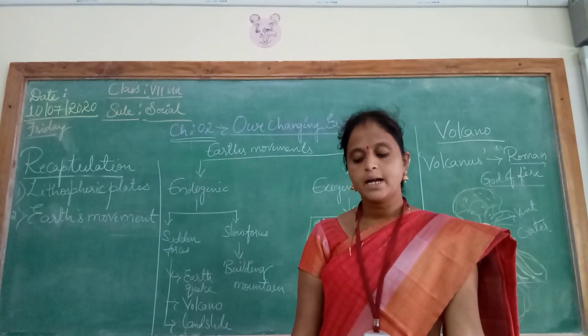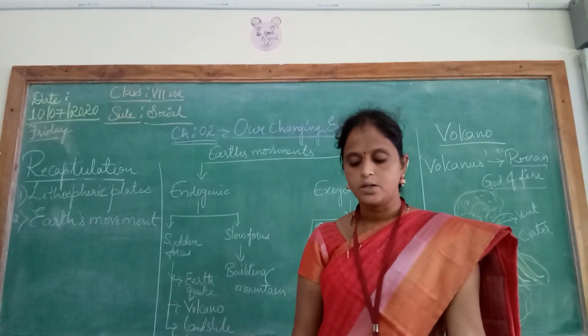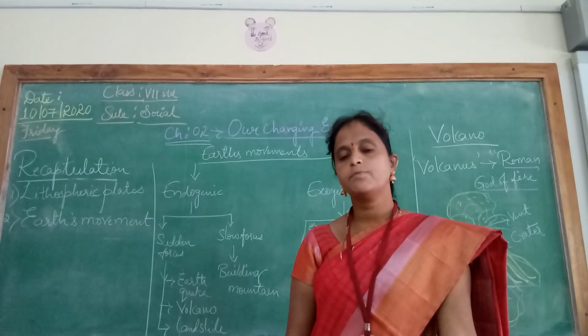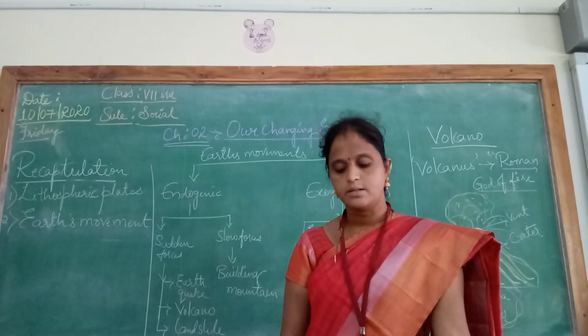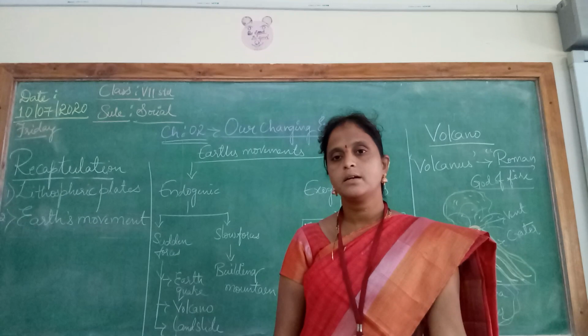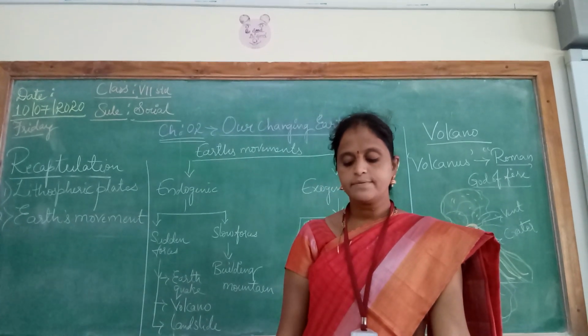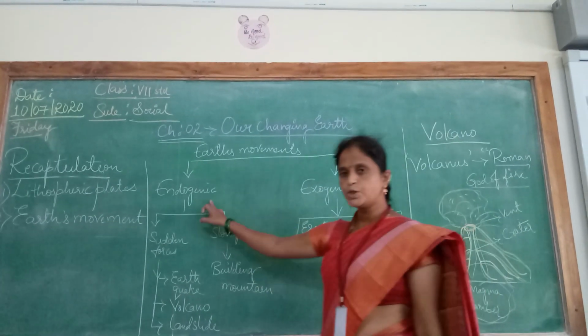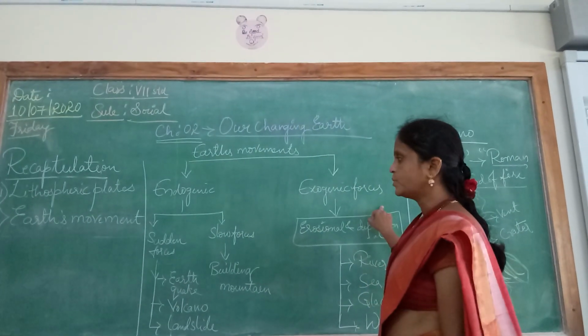The molten magma and other forces active inside the Earth cause several changes on the Earth's crust, due to which we can see the different landforms on the Earth's crust. Some of these changes occur suddenly, whereas some take place gradually. So these forces that affect the Earth's crust are categorized into two types. One is endogenic force and one is exogenic force.